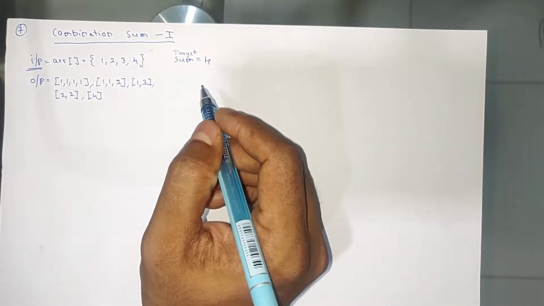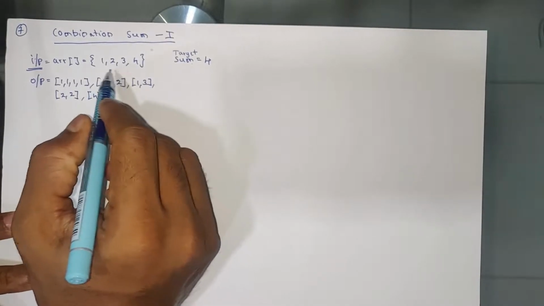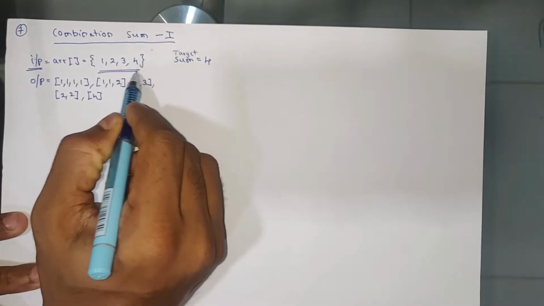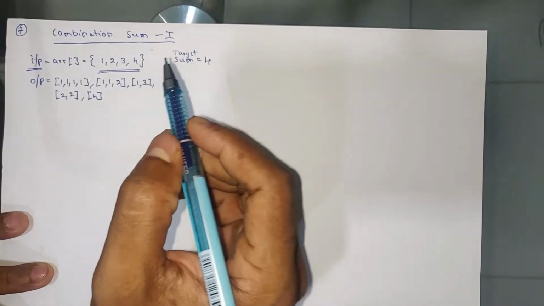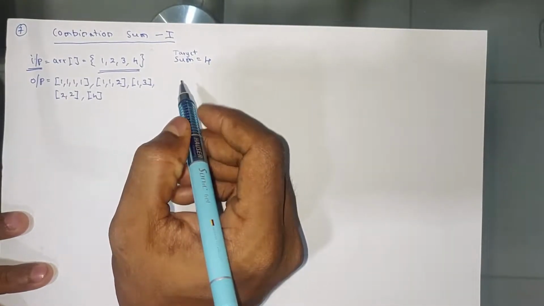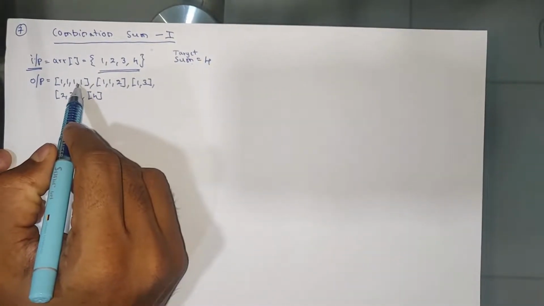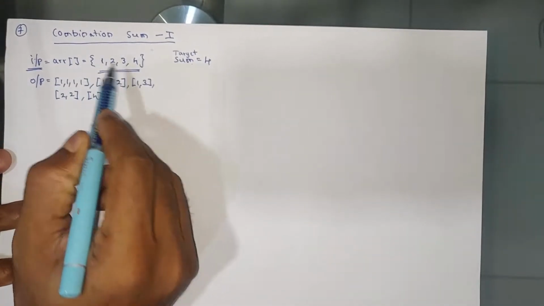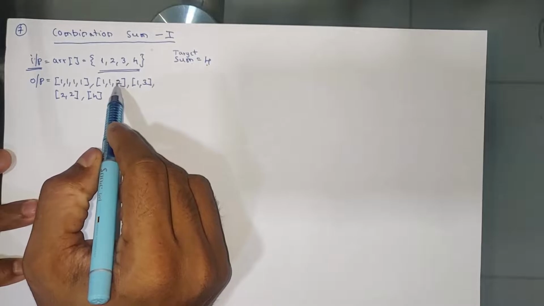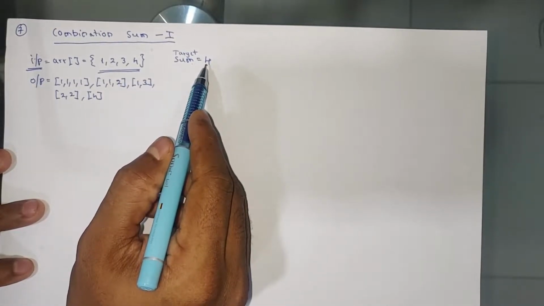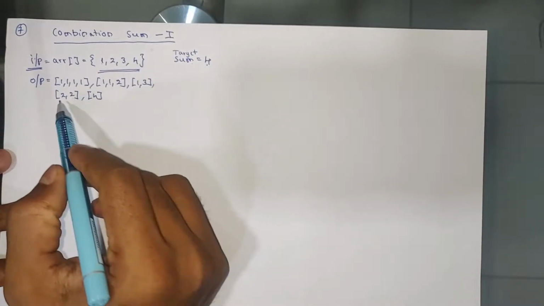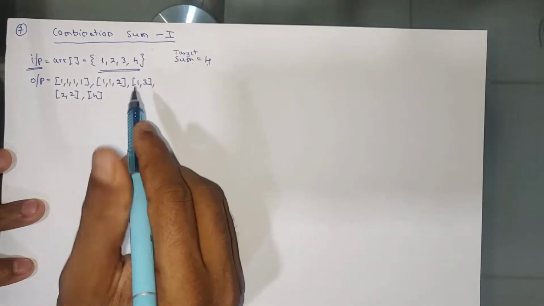So the requirement is that you have to find all possible combinations of numbers from this input array that has been provided to you, such that the summation of that data set will come to 4, right? For example, if I take 4 ones, I can get the target sum as 4. If I take 2 ones and 1 two, then also I am getting a target sum of 4. Again, if I take 1 and 3, I get the sum as 4. 2 and 2, 4 is 4, right?